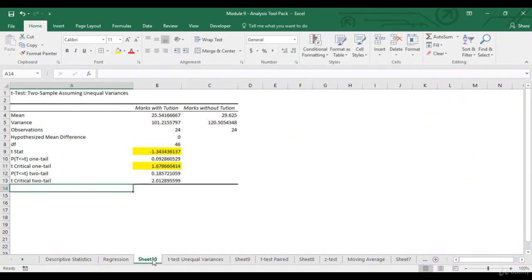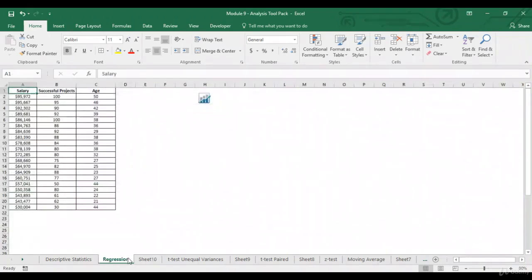Now let's move on to the last part of the video, which is regression. Now regression is used when we want to estimate the relationship between two or more variables, a dependent variable and independent variables. In simple terms, the independent variables will form an equation which helps in estimating the value of the dependent variable. Over here, the salaries are dependent variable, and we've got two independent variables. One is successful projects and age. So let's say we want to estimate salary on the basis of these two variables.